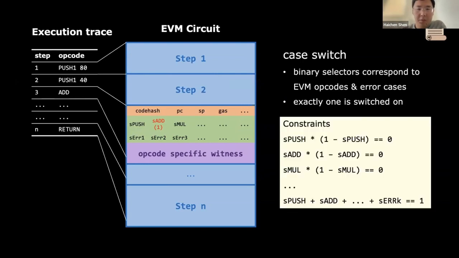If you put it into a constraint, it's quite simple. First, you add a constraint for every selector to be only 1 or 0, and then you say all of them add up to 1. So only one is turned on.